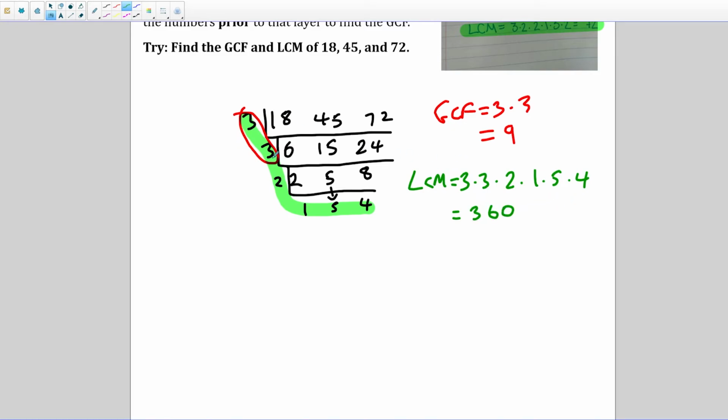So once again, make sure that once you cannot divide all three numbers by the same number, you have to stop, multiply the numbers on the left together to find the GCF before continuing.